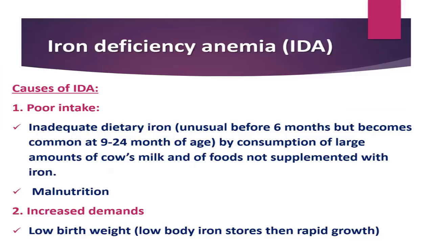The second major cause of iron deficiency is increased demand. This is especially so in low birth weight and preterm babies. As we know, the transfer of iron from the mother to the fetus occurs in the third trimester, and those who are delivered preterm have low body iron stores, and their rapid growth makes them vulnerable to development of iron deficiency anemia.